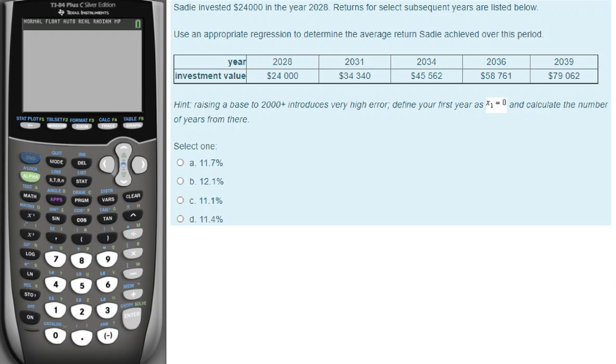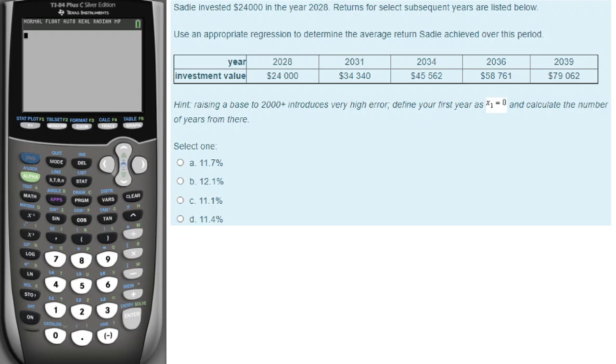Everyone. In this video, I'm going to go over how to do an exponential regression to figure out the growth rate of, well, in this case, an investment, but it doesn't really matter what's growing. So first of all, let's read the question. We'll go over why exponential regression is correct for this question, and then we'll go over the mechanics of how to do that on a Texas Instruments graphing calculator.